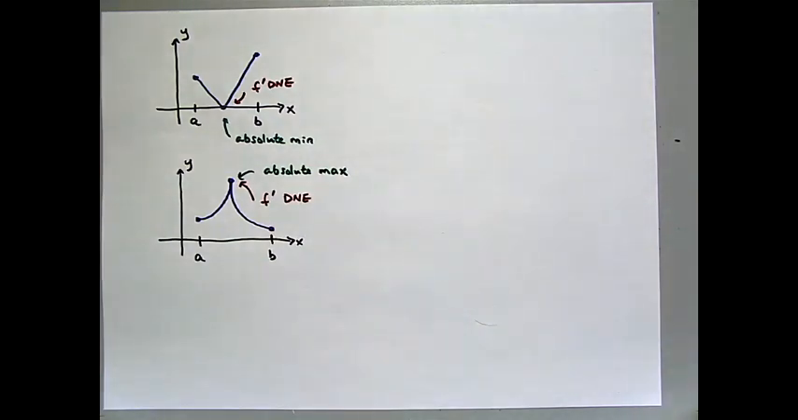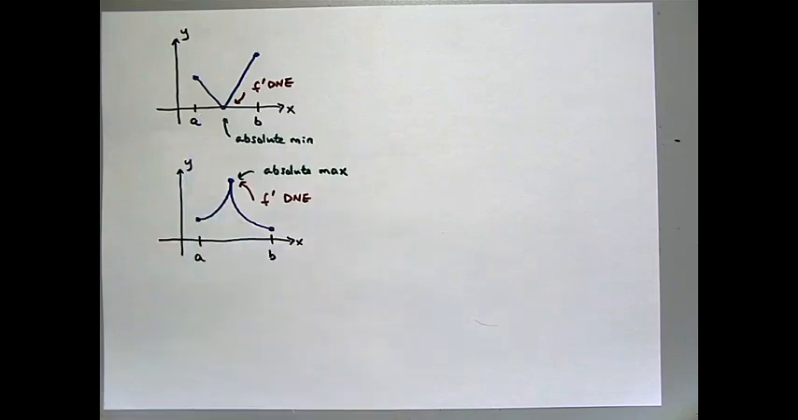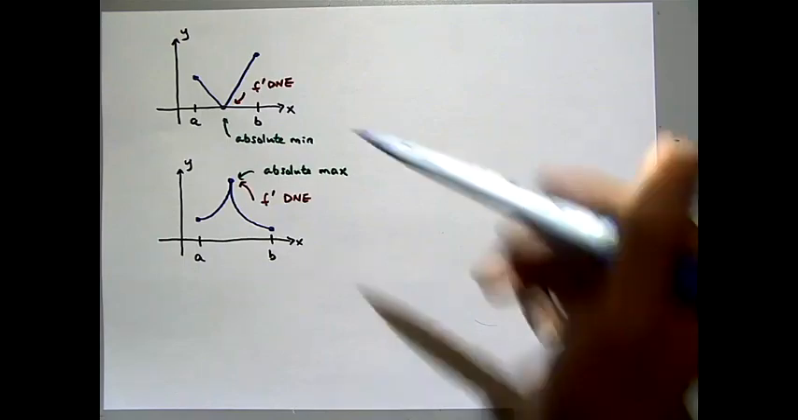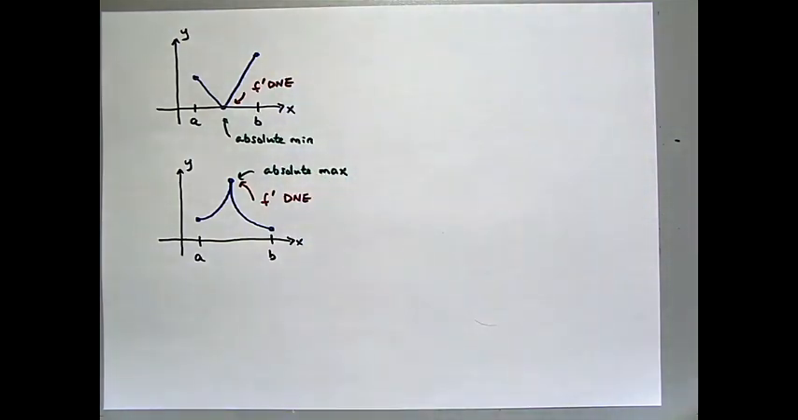But notice that even though the derivative does not exist, they could still be potential locations of absolute max or min. So now we know what to look for. We look for where the tangent line is horizontal, where the tangent line slope is undefined, and also the endpoints.